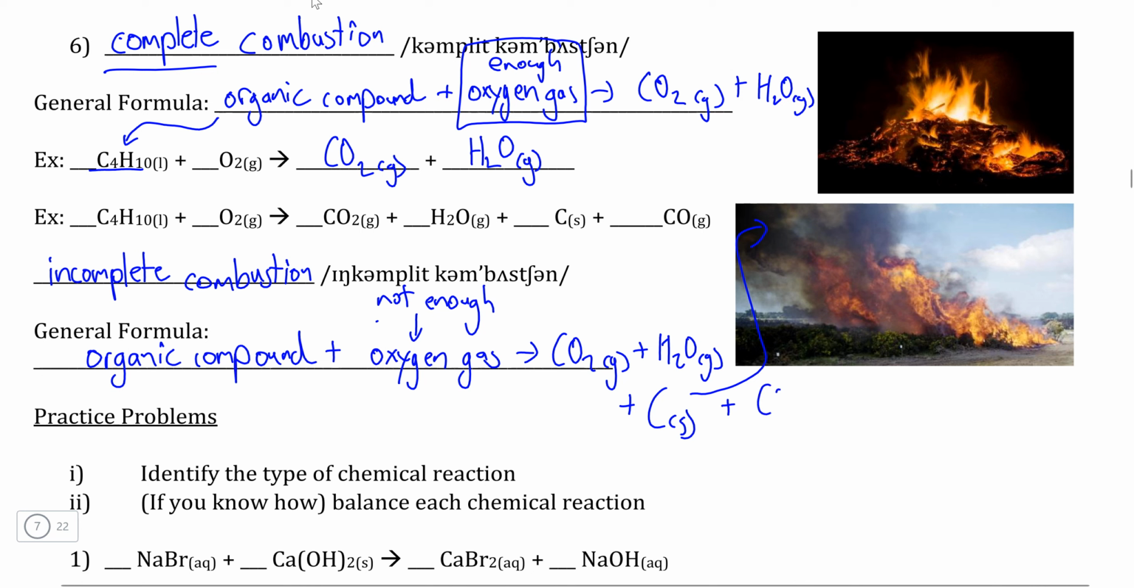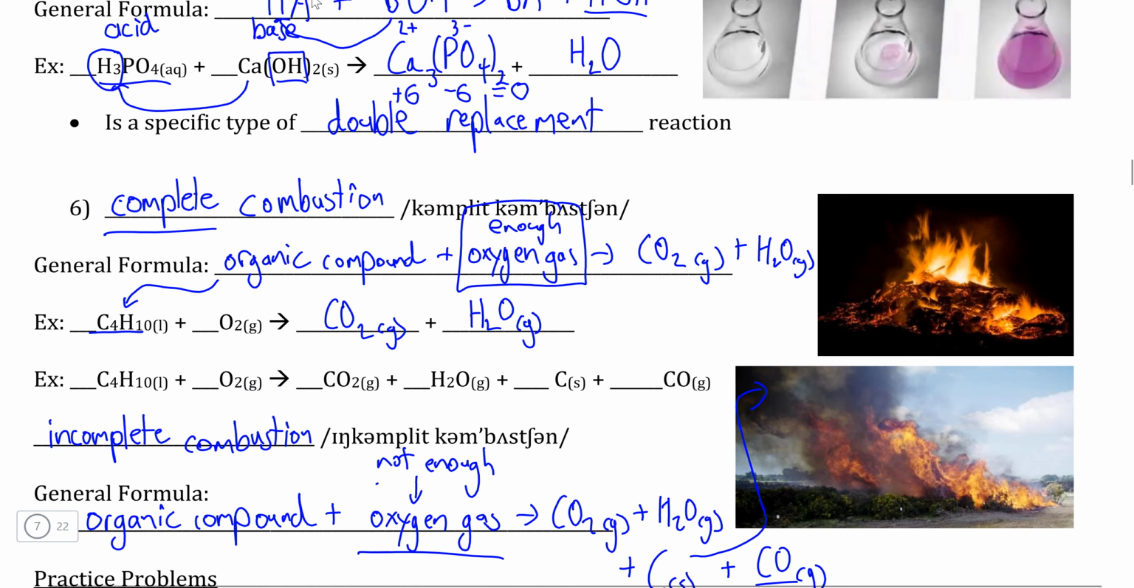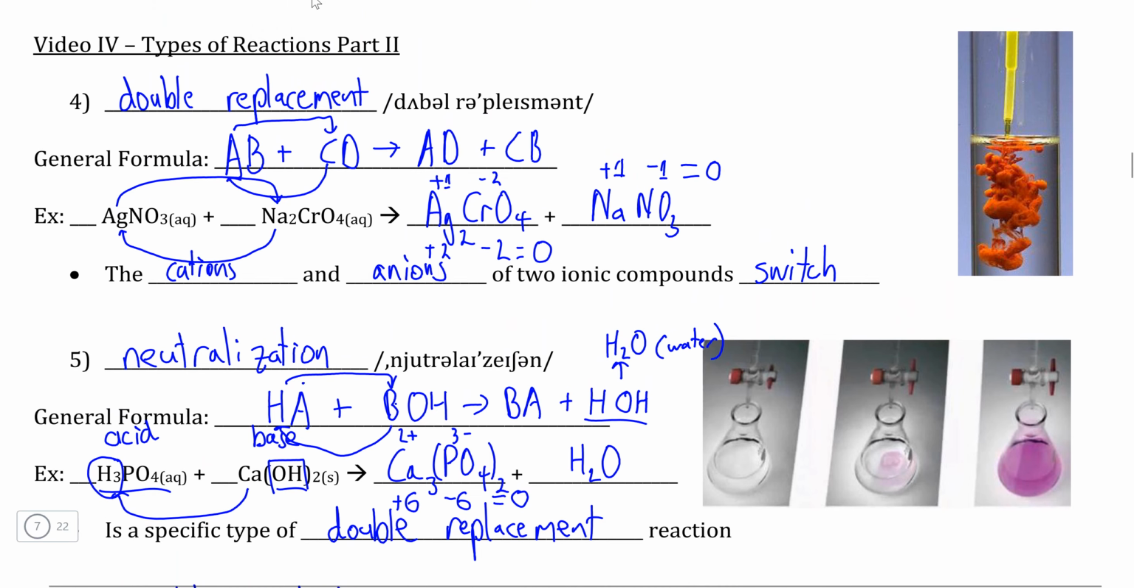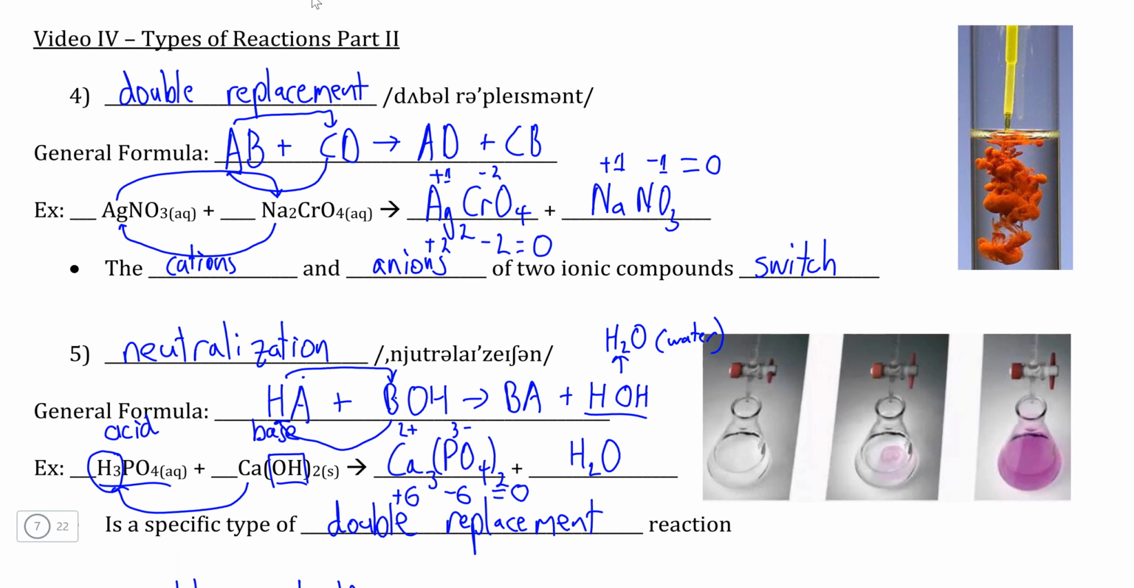And we also get a very, very deadly gas called carbon monoxide here, which is actually a very deadly poison that can cause asphyxiation, which is death because of a lack of oxygen if you breathe enough of it in. This concludes our video series on identifying types of chemical reactions.